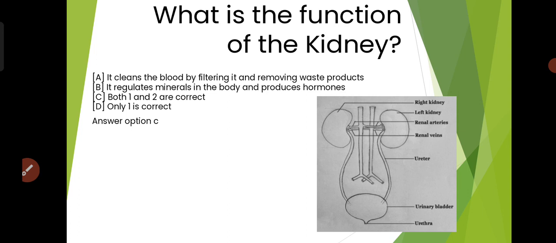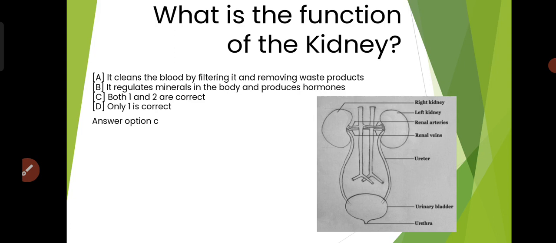So the answer is C, which means both first and second are correct. Kidney not only cleans the blood by filtering it and removing the waste product, it also regulates mineral in the body and produces certain hormones. It also balances the body fluid and regulates your blood pressure. And one of the major functions is that it produces an active form of vitamin D, which is very essential for your healthy bones.